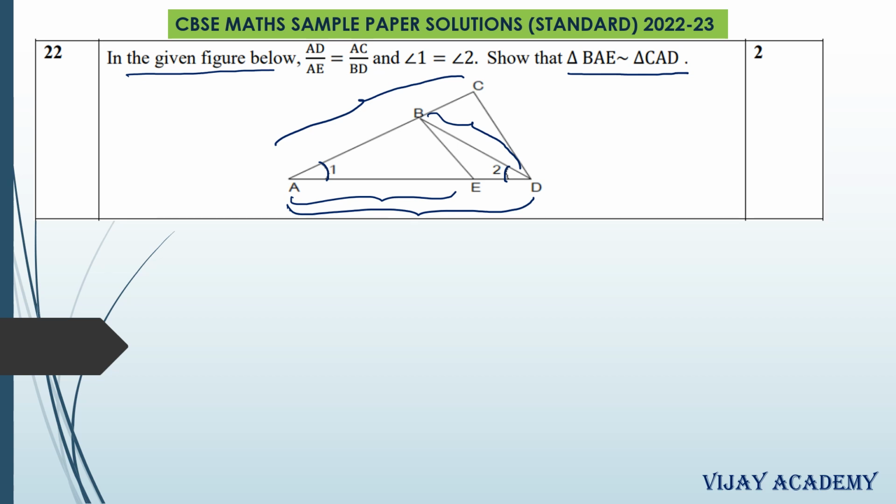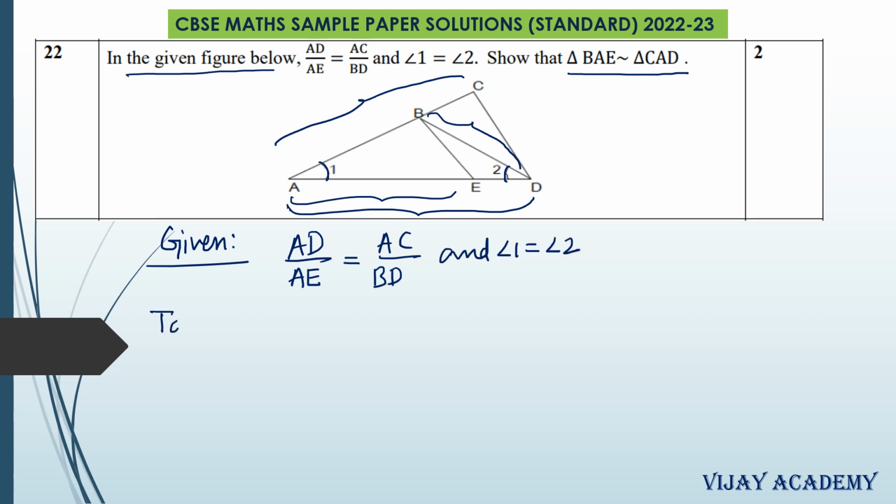So first let us write the given information. Here the given information is AD/AE = AC/BD, and angle 1 equals angle 2.